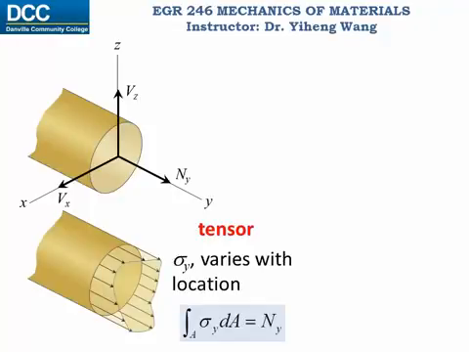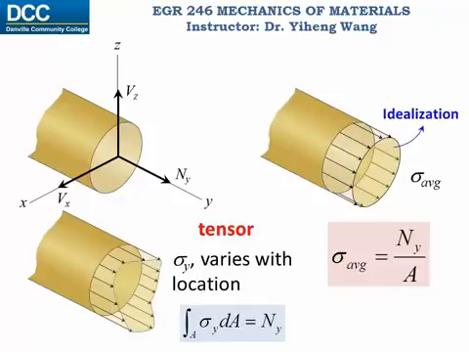The average normal stress is simply defined as the total normal force over the total cross-sectional area. This corresponds to an idealized uniform distribution of the normal stress over this cross-section. This means that we assume the normal stress is the same everywhere on this cross-section.